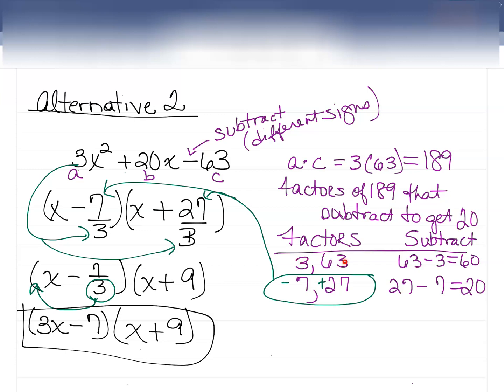So I go through my list of factors. I'm going to use the 3 and 63 that I used to get that 189. If I subtract those, I get a 60. Then I start playing with all the different factors of 189 until I get a match. So 7 times 27 will give me 189. And if I subtract them, I get a 20. I need the higher to be positive. So I make the 27 the plus, which by default makes the 7 the minus. If we would have needed a negative 20 instead of a positive 20, these two signs would have switched.